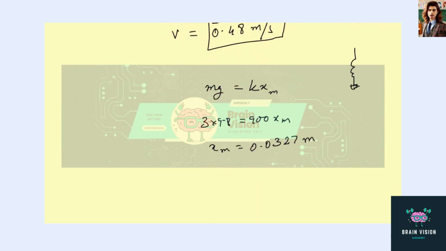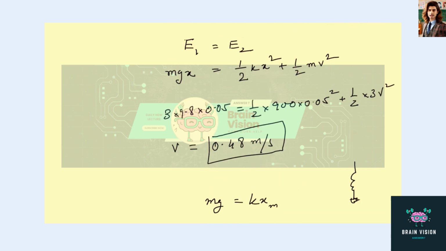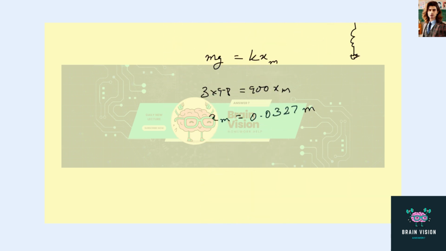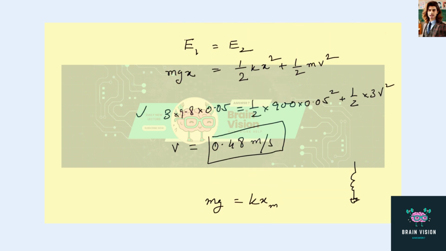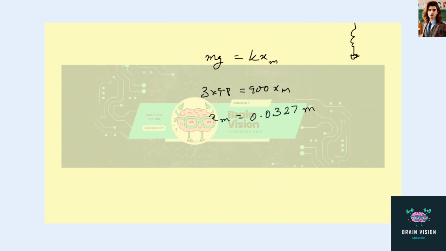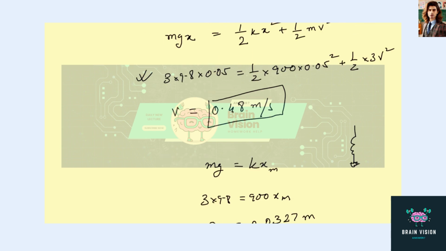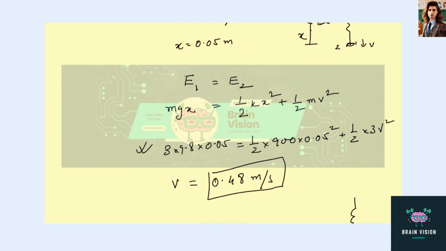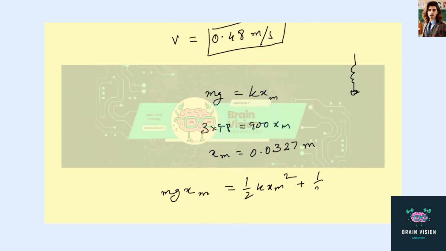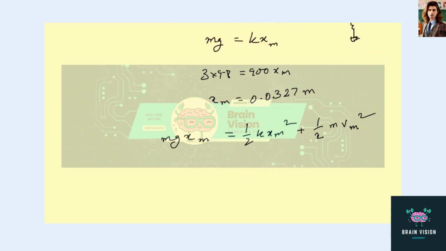Now what you need to do is plug in this value in the same expression, because at the equilibrium position you will have the maximum velocity, right? So I take it from this equation, or I can write it like mg xm equal to half k xm square plus half m vm square, let's say.